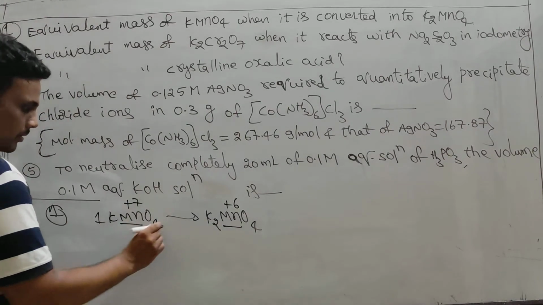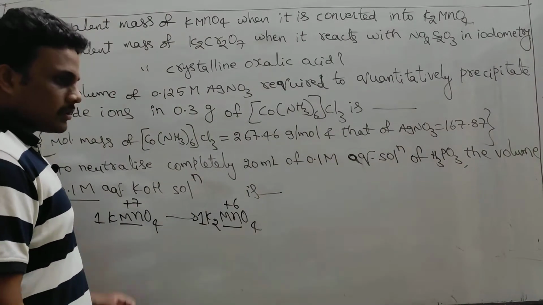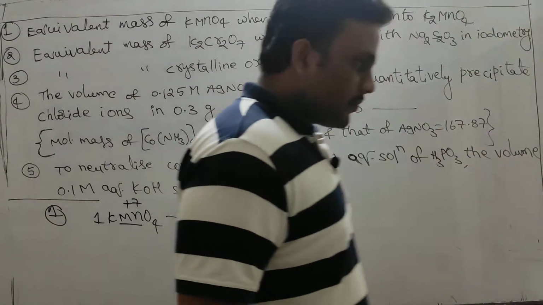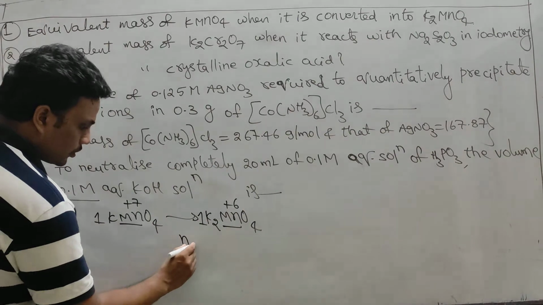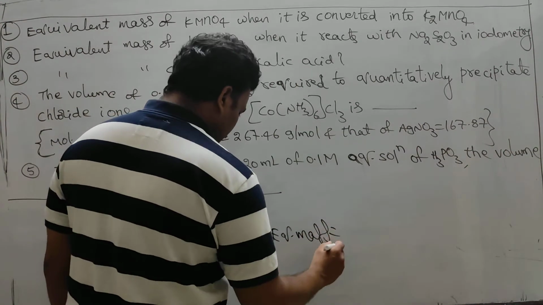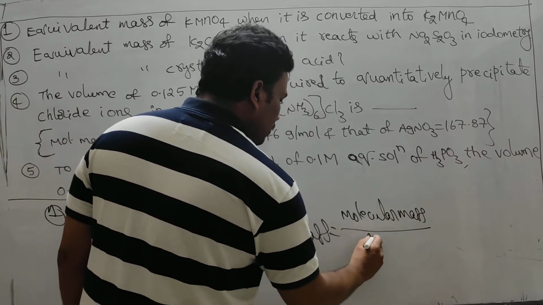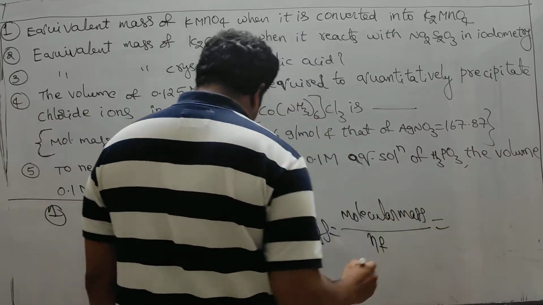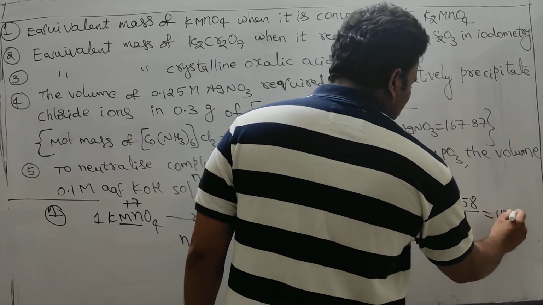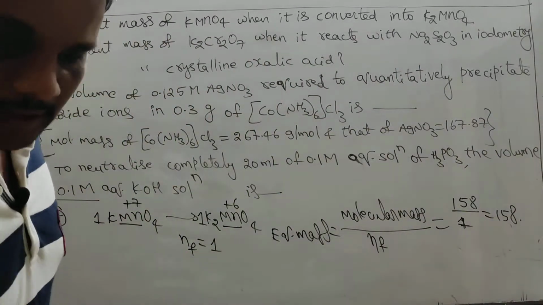Already you know, the change in oxidation state per mole is called the N factor. Here manganese is converted from +7 to +6, so the N factor should be 1. How to calculate the equivalent mass now? It is the molecular mass upon the N factor. The molecular mass of KMnO4 you can calculate; the final value is 158, which is its equivalent mass. So this is a straight away question from JEE Advanced.